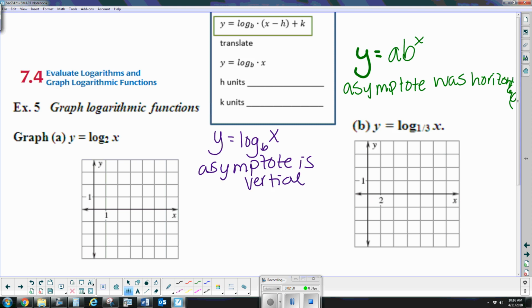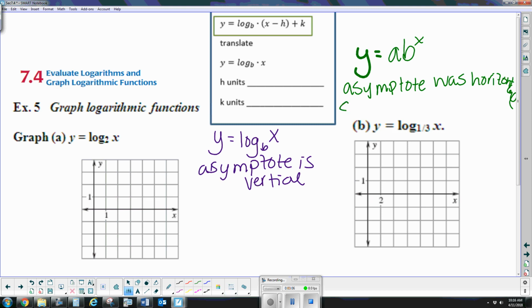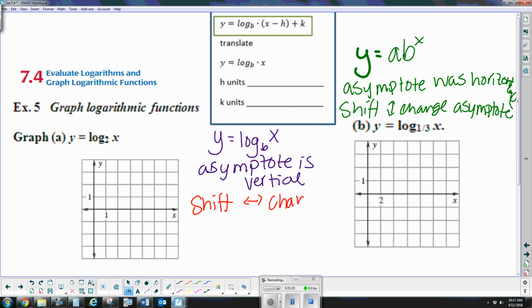Okay, so that means when we shift left or right, our asymptote changes. In the first one, shifting up or down would change our asymptote. But here, in this logarithmic function, a shift left or right changes our asymptote.